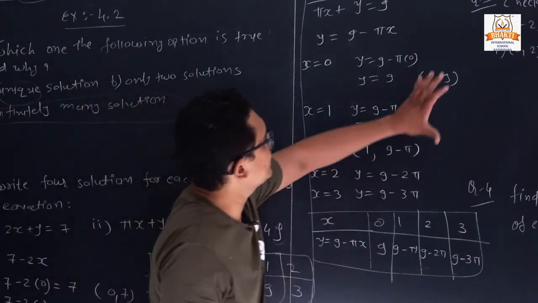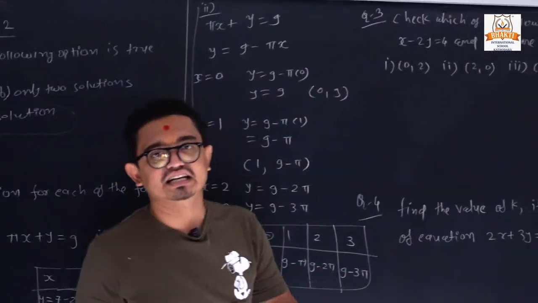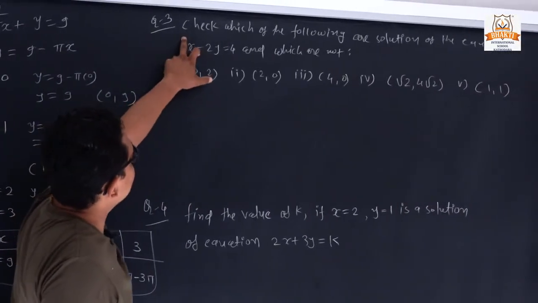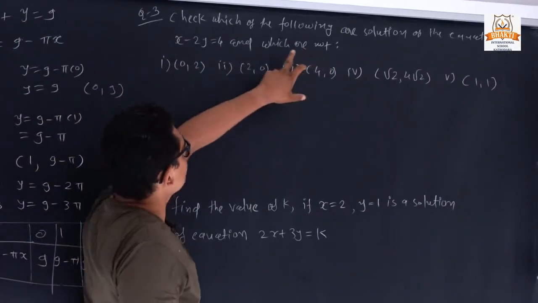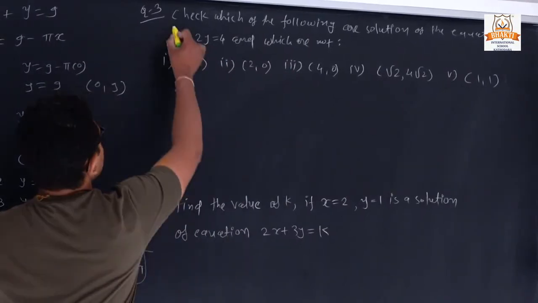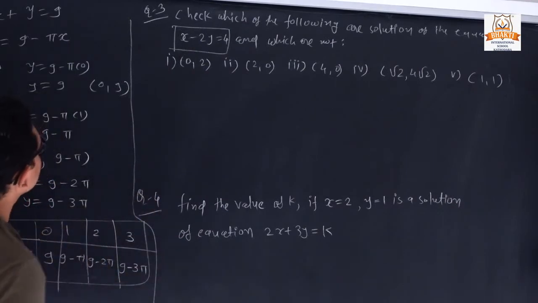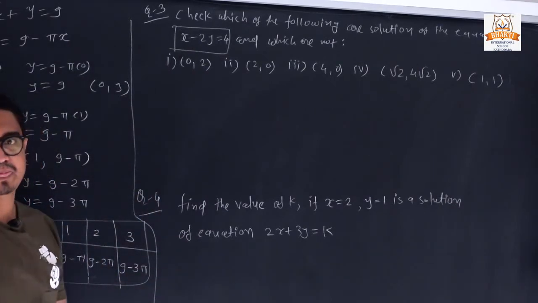Now we are going to our next question, number 3. In question number 3, what happened? They are asking, check which of the following are solutions of an equation. The equation given is x minus 2y is equal to 4.